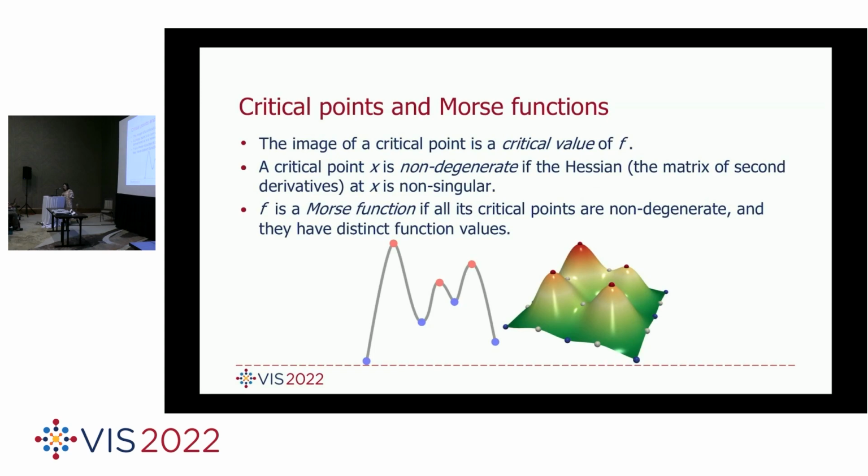Now, if you have a critical point, then the function value at the critical point is called the critical value. And a critical point is called non-degenerate if the Hessian, which is a matrix of second derivatives at the point, is non-singular. At the core of Morse theory, one of the fundamental concepts is the Morse function. A function is Morse if all its critical points are non-degenerate and they have distinct function values. For example, in the pictures I show here, all those critical points have distinct function values.